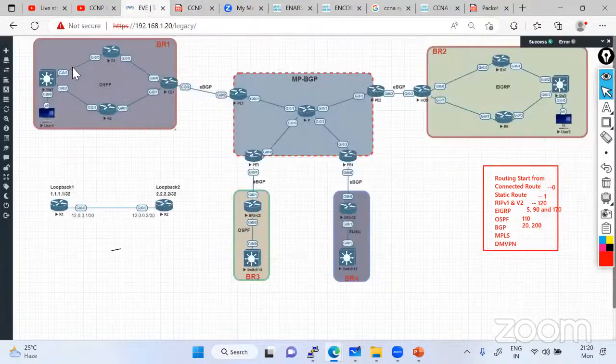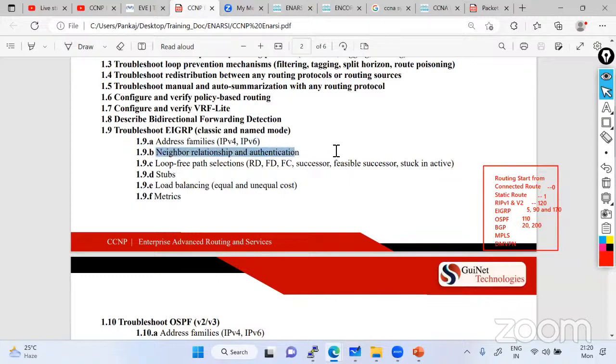So in our lab, whenever we build the EIGRP neighborship, we'll build two types: one is IPv4 and one is IPv6. And we'll understand how they are compatible with each other, how an IPv4 route can be exchanged in IPv6 and IPv6 in IPv4, how it is going to happen and how EIGRP is going to understand. We'll also cover neighborship authentication, RD, FD, successor, feasible successor, stuck in active, and how they play a vital role in making this EIGRP topology loop free. Then there are routing concepts like stub, load balancing, equal and unequal, the variance command, and metric.